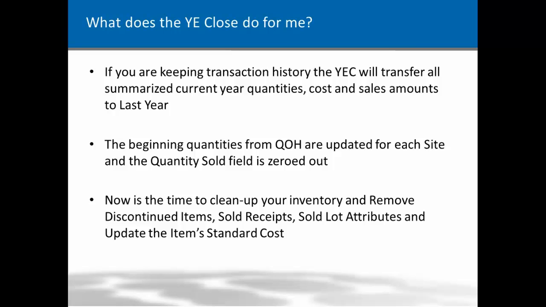And so if you're keeping transaction history, the year-end close will transfer all summarized current year quantities, costs, and sales amounts to last year, and then move last year into life to date. The beginning quantities from quantity on hand are updated for each site, and the quantity sold field is zeroed out. Now is also the time to clean up your inventory: remove discontinued items, sold receipts, and sold lot attributes, and update the items' standard costs.